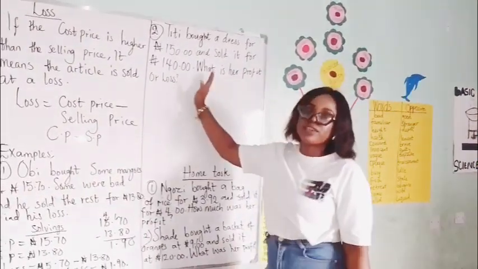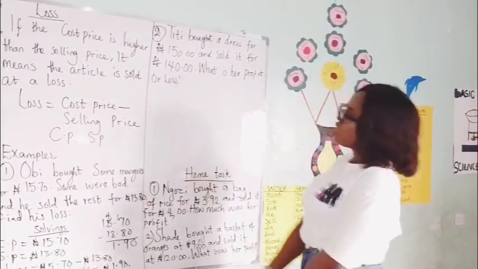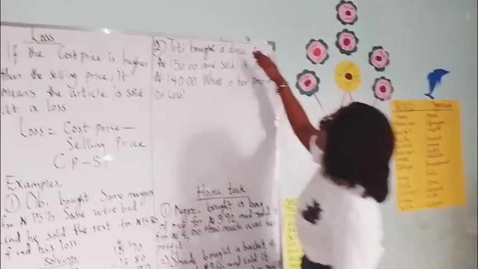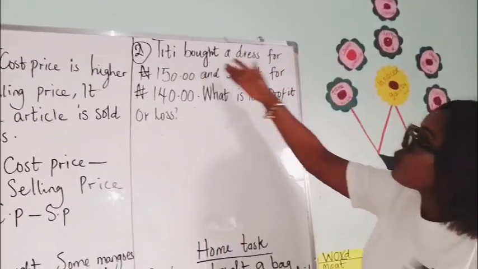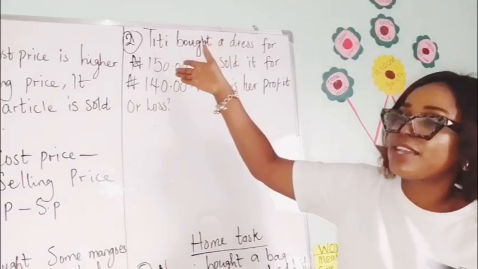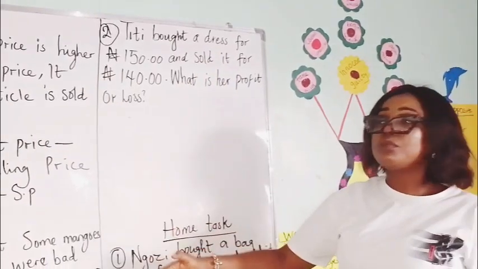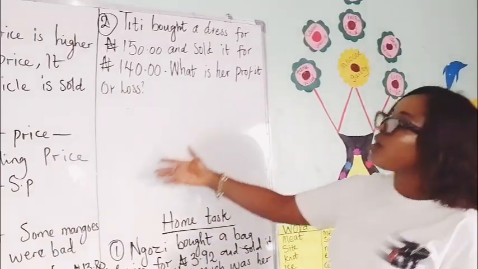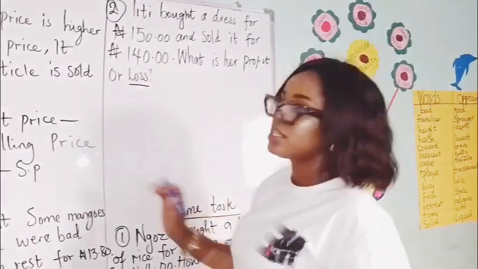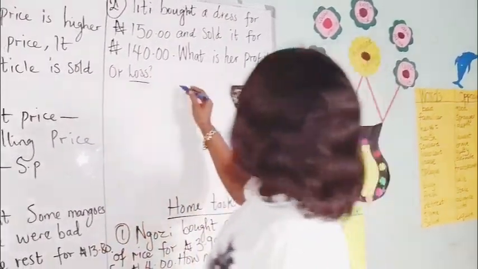Whenever you see such questions like this, look closely at the question again. Titi bought a dress for 150 naira. That's to say, the cost price is higher than the selling price. So that makes it what? Less. That makes it what? Less. It's loss we are looking for now. So I have the solvings.